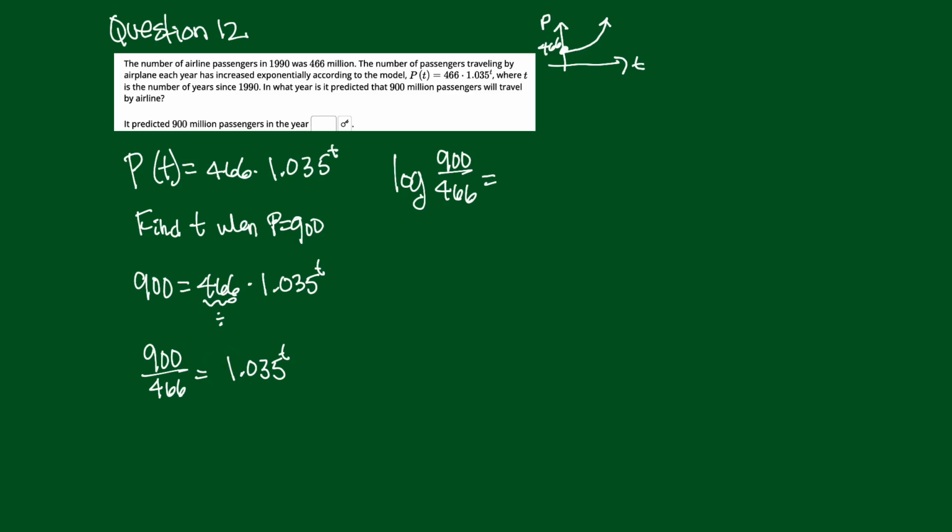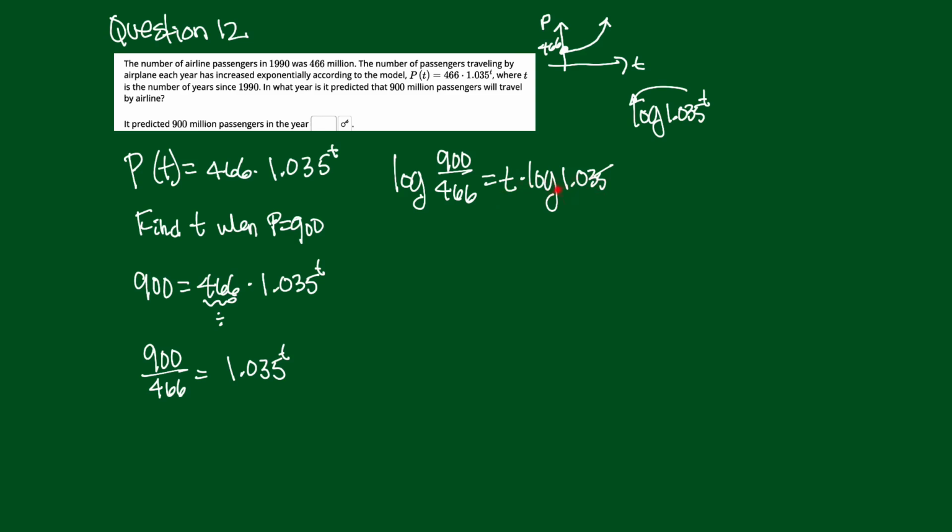So I'm just going to do it. I get t times the log of 1.035. Here's what's happening: you get the log of 1.035 to the t, but then the t comes down in front as a multiplier using our properties of logarithms. Now, I want t.